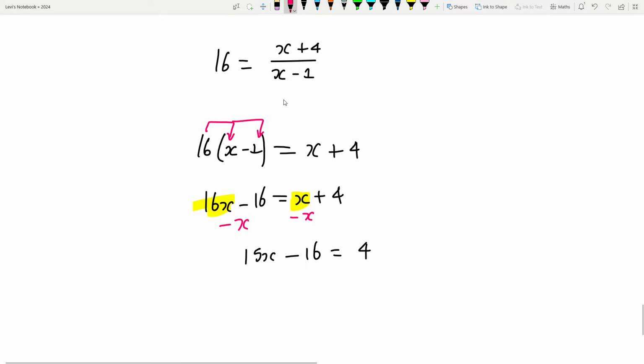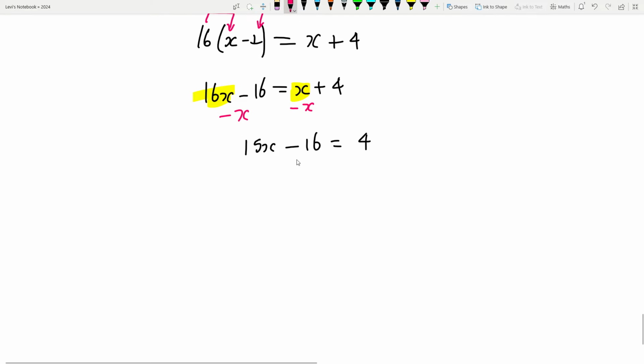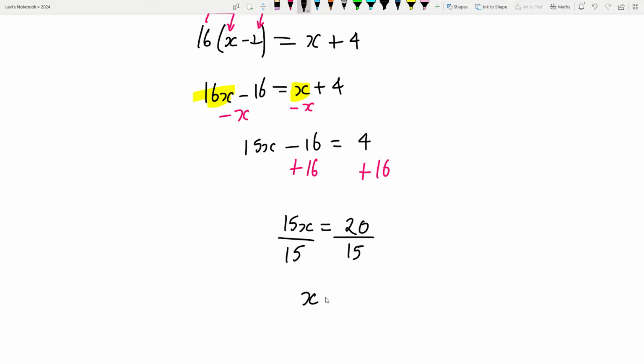Now you can see you want to get this number across, so you're going to add 16 to both sides, okay? So this will give you 15x is equal to 4 plus 16, which is 20. Then what we want to do is divide both sides by 15 to get rid of that coefficient. So we get x is equal to 20 over 15, okay?